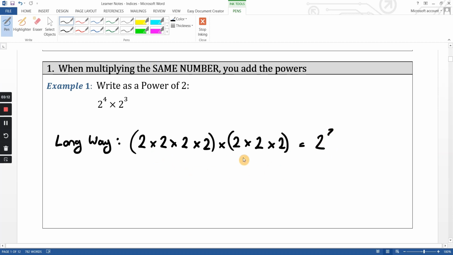But obviously that's the long way of doing it. The quick way is this rule right here. When you multiply the same number you add the powers. So you just write 4 plus 3. You don't have to show this step, but I think it's a good idea to show you where you get your answer from. And obviously 4 plus 3 gives you 7. So hopefully you guys will do it the quick way. Just follow this rule and add the powers.